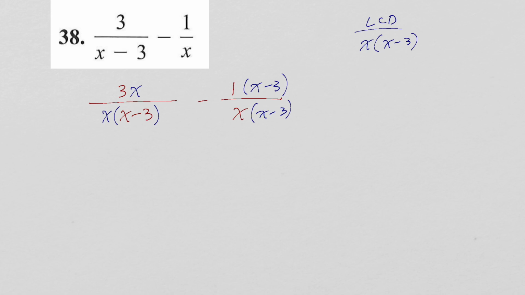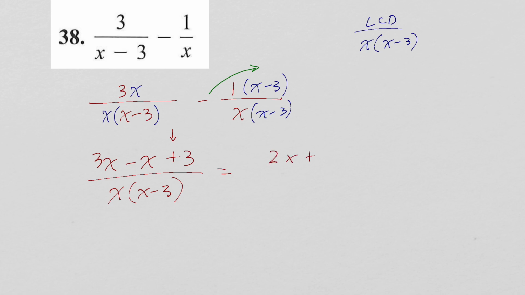So I do the same thing to the numerator. So in the numerator I have a 3x, and then I'm going to take this negative 1 and distribute it through, and I'll get negative 1x plus 3. Be careful, that's an easy place to make a mistake. Over x times x minus 3. So this will be 2x plus 3 over x times x minus 3, and that's all we can do.